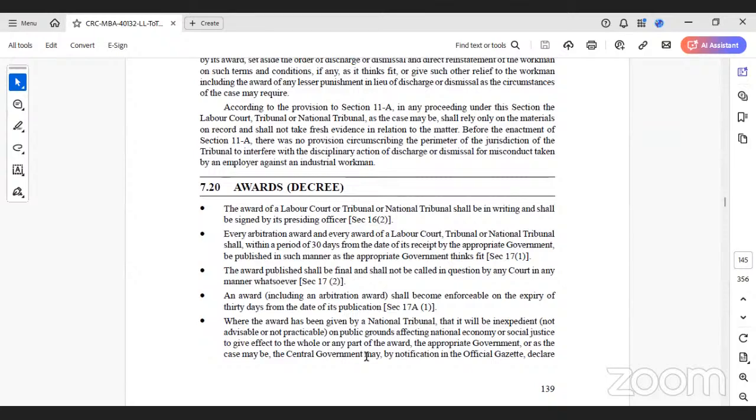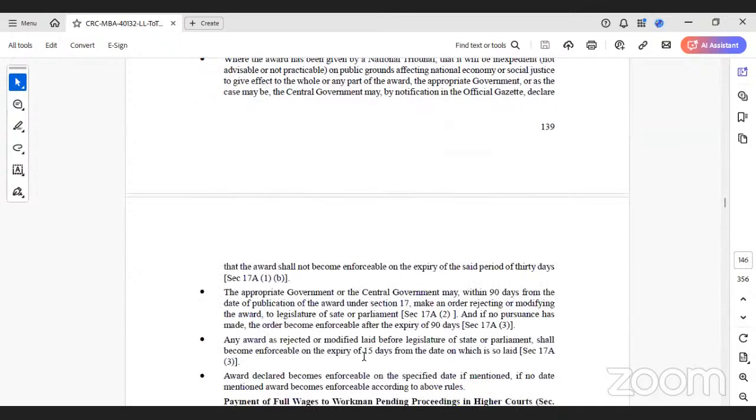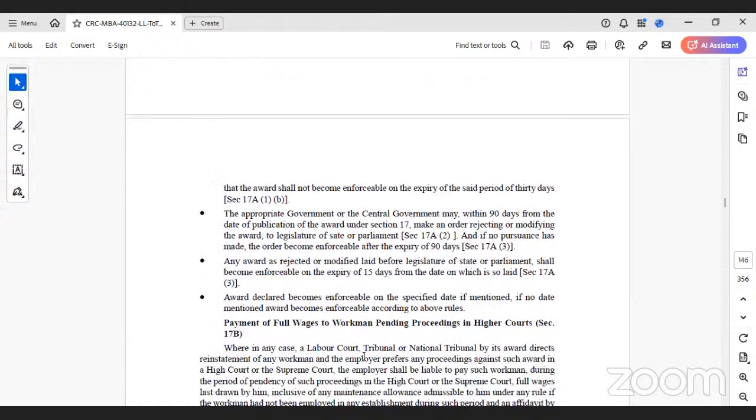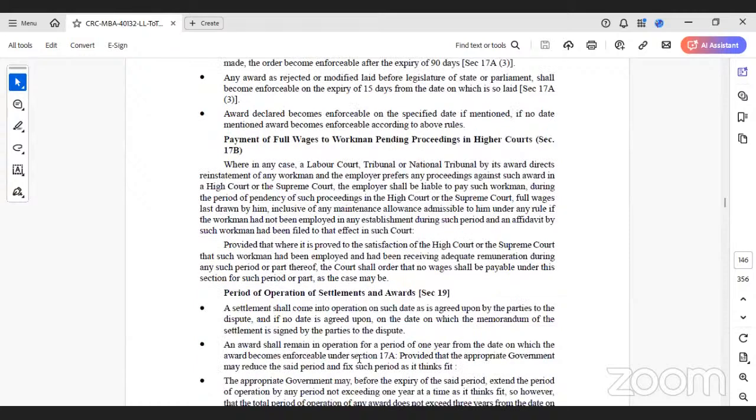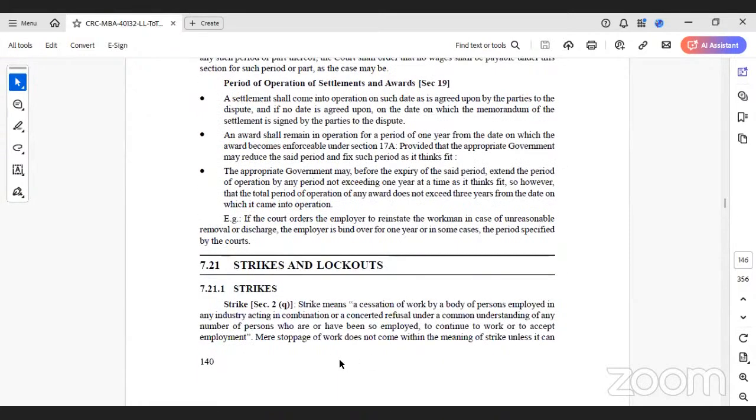publication. And an appropriate government or the central government within 90 days from the date of publication of the award can make an order rejecting or modifying the award. And if no action is taken, the order becomes enforceable after the expiry of 90 days. So this is the procedure.